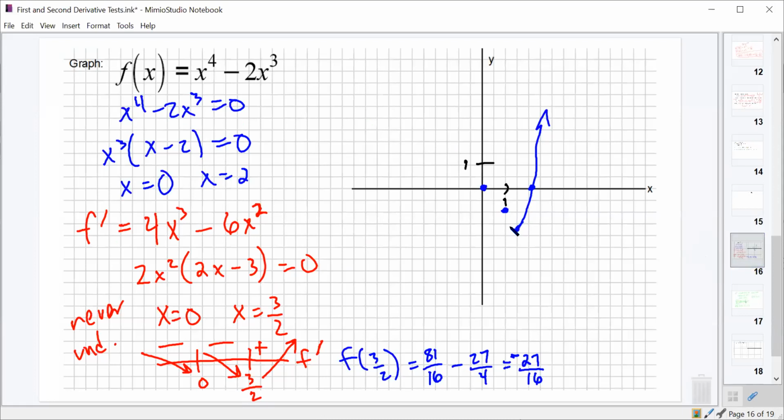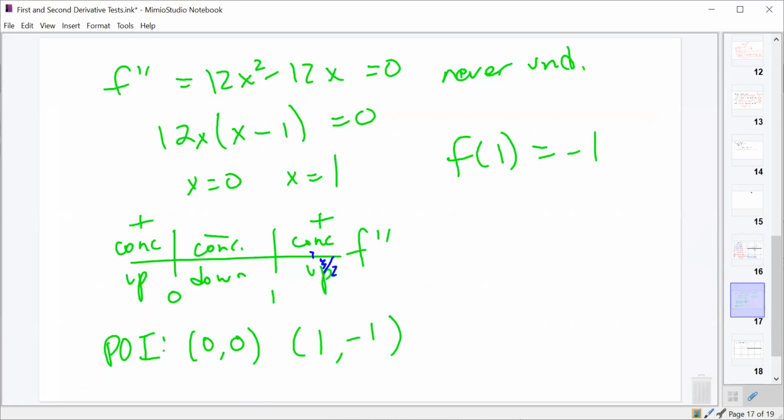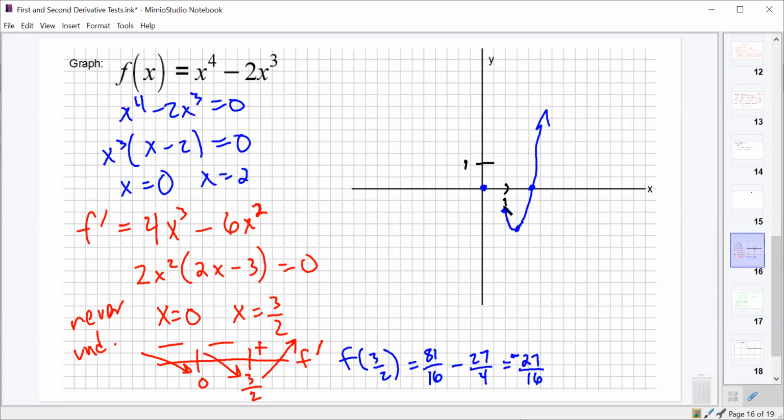So we should have this piece of it looking like a parabola sort of. But then, even though it's still decreasing here, from 0 to 1 it needs to be concave down. So that's got to look kind of like this. And then right at 0, 0, it still is decreasing, but it switches back to being concave up. So it should look something like that. So we've got this point of inflection at the origin, and then another point of inflection at 1, -1, and then we've got our local min at 3/2, -27/16.